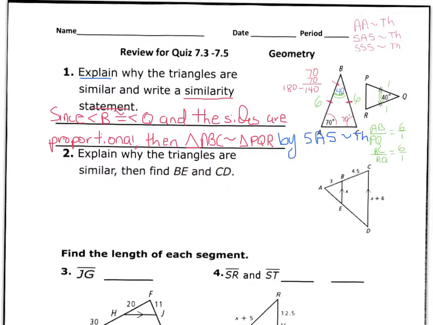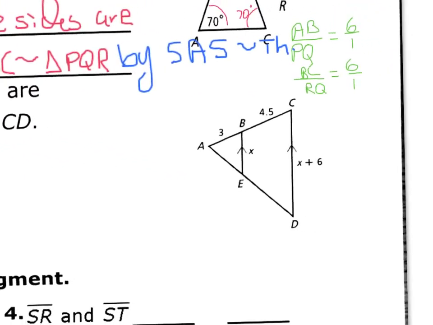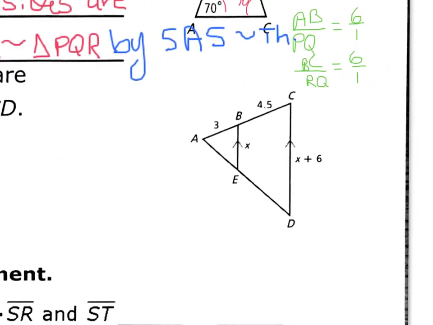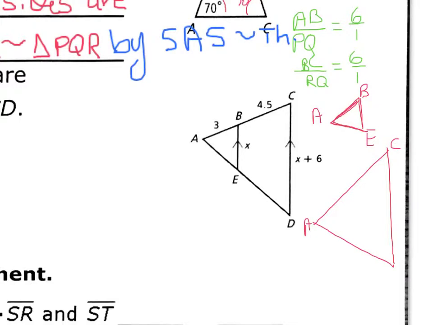Now in problem number 2, what we have is two overlapping triangles. So what is recommended is that you draw the two triangles that you have there. Triangle ABE, that's a small triangle. You need to compare and say that it is similar to triangle ACD.